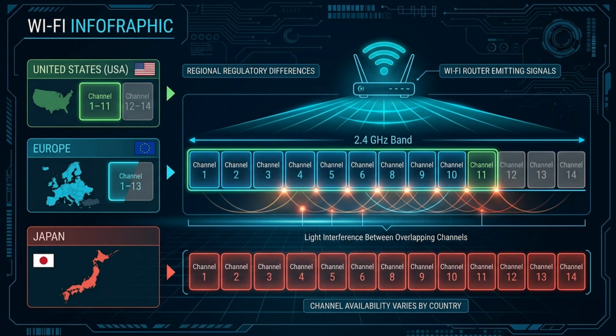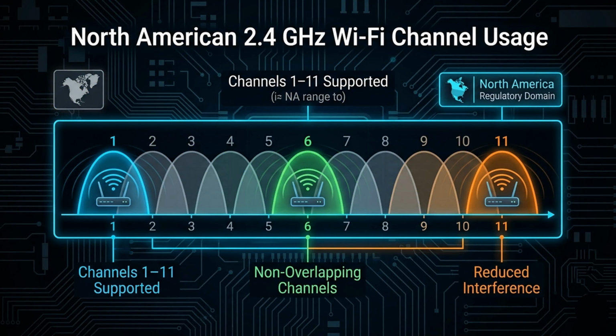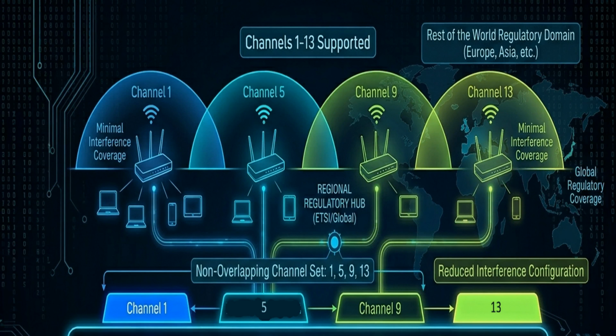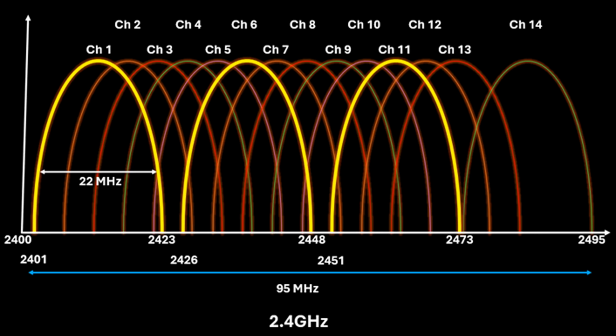The 2.4 GHz spectrum is divided into 14 channels, though the available range varies by region. North America supports Wi-Fi channels 1 through 11, where channels 1, 6 and 11 are commonly used as non-overlapping channels. Japan supports Wi-Fi channels 1 through 14, where channels 1, 6 and 11 are commonly used as non-overlapping channels. However, channel 14 is supported only in IEEE 802.11b. Most other regions support Wi-Fi channels 1 through 13, where channels 1, 5, 9 and 13 can be used as non-overlapping channels in IEEE 802.11b.